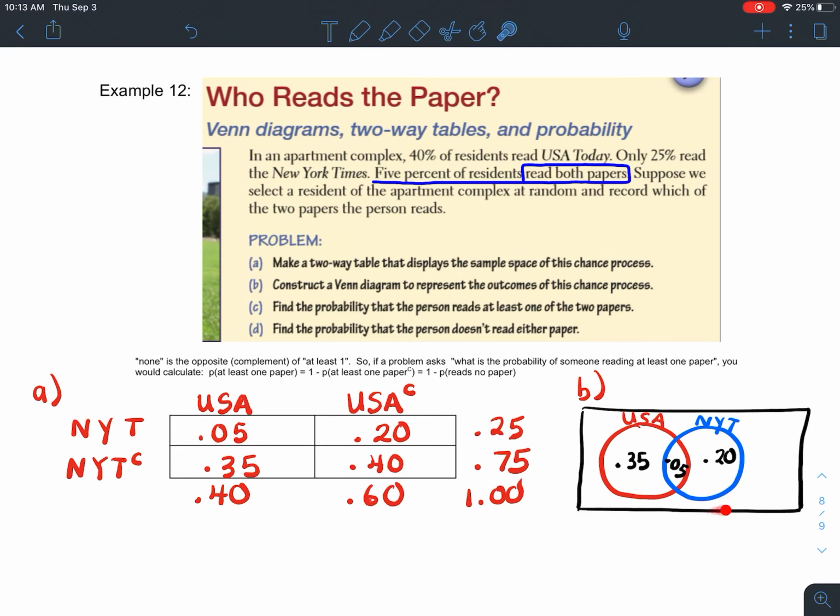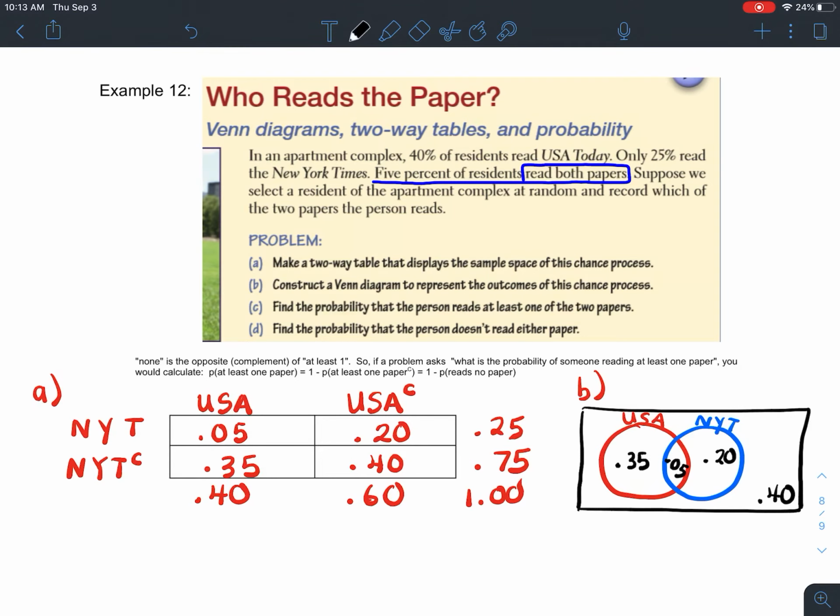You'll notice, though, when we add these up, the 35, 5, and 20, that only totals 60. And so that's why we put this rectangle. This represents the entire sample space. Anything outside of either of those circles represents someone who does not read the USA Today, and they do not read the New York Times.